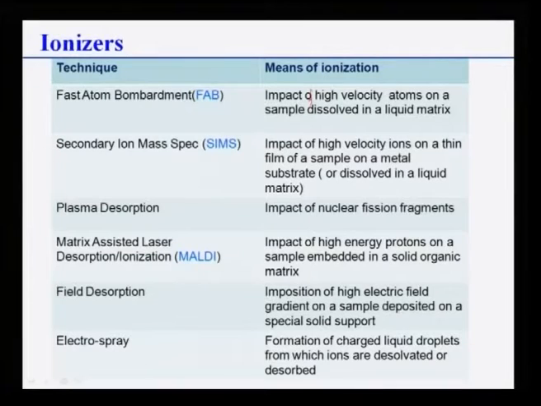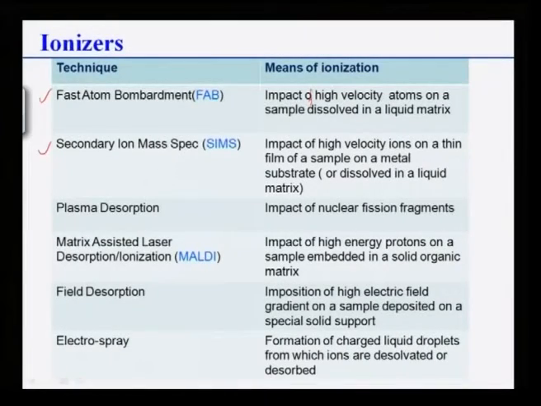Then you can always have plasma desorption. This is nothing but impact of nuclear fission fragments. Nuclear fission fragments are things like alpha particles, gamma rays or beta particles. These fission fragments can lead to plasma desorption. You can also have a technique known as matrix assisted laser desorption and ionization, which is known as MALDI. That is what I talked about in the last slide.